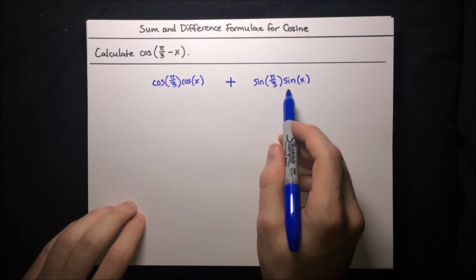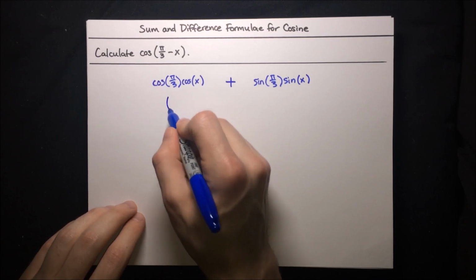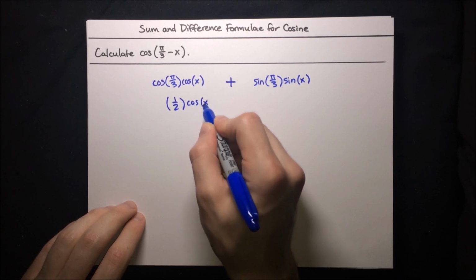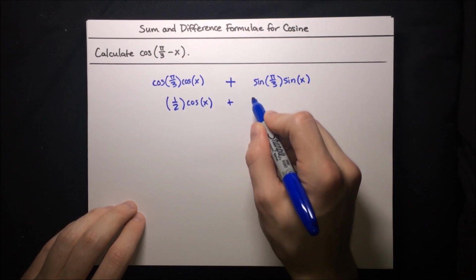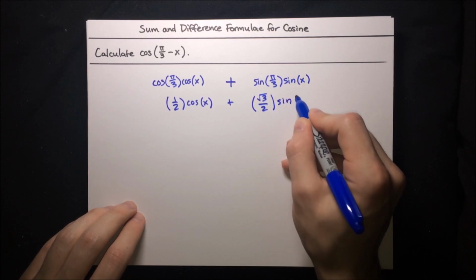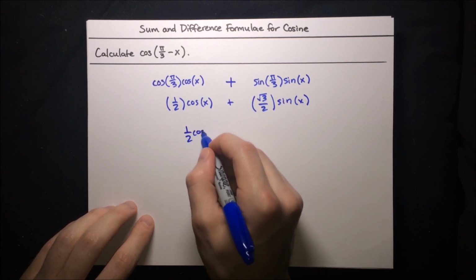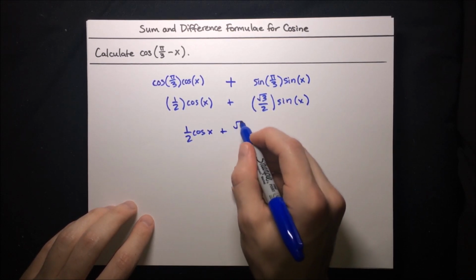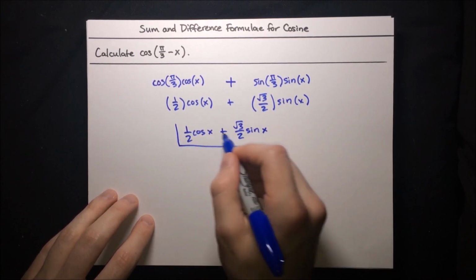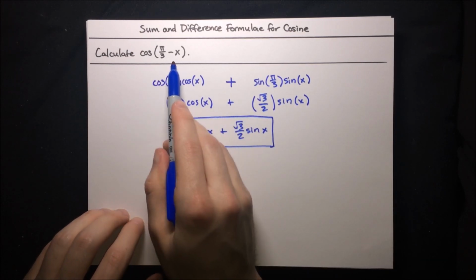So this is what we need to evaluate. So let's go ahead and evaluate that. Cosine of pi over 3, that is just 1/2, and then cosine of x, and then we have plus sine of pi over 3, that's just root 3 over 2, and then times sine of x, and then we'll just write that once more nice and clean, 1/2 cosine of x plus root 3 over 2 sine of x. And there we go. That is an equivalent expression for this cosine expression.